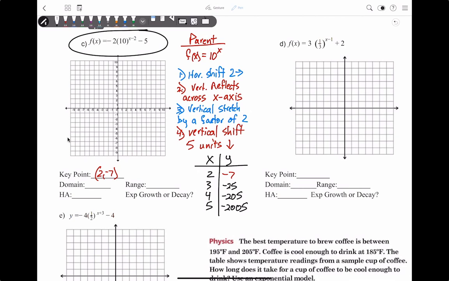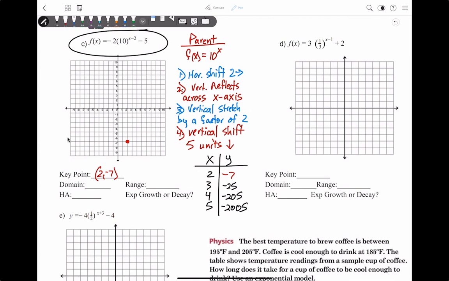A big reason why is because the base was a huge number. It's not doubling, tripling, or quadrupling. This one is multiplying by 10 each jump, per se, by a factor of 10 and more, okay? So let's go ahead and plot these points. We have (2, negative 7), so that's about here. And then we have 3, negative 25, so that's off the charts.